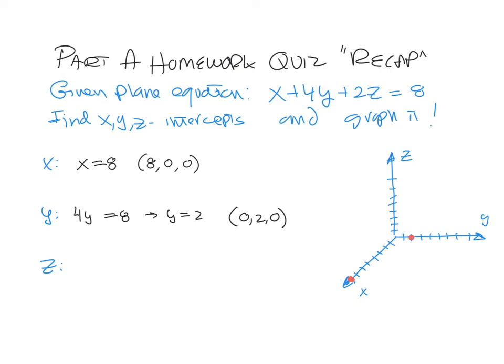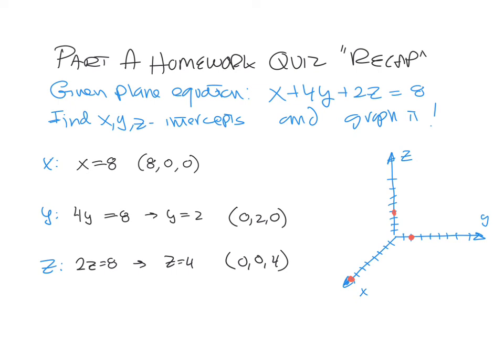For the z-axis, when the plane crosses the z-axis, the x and the y coordinates are 0, and the equation is simply 2z equals 8, which I can solve by dividing by 2. Z equals 4, or the coordinates 0, 0, 4. And plotting that point on the graph, it's right about there. So those represent the 3 places where the plane crosses the x, y, and z axes.